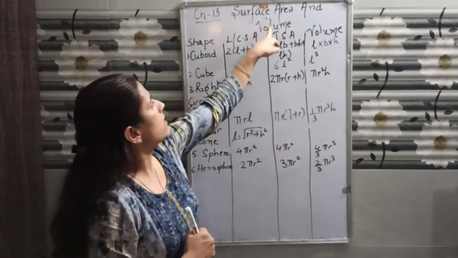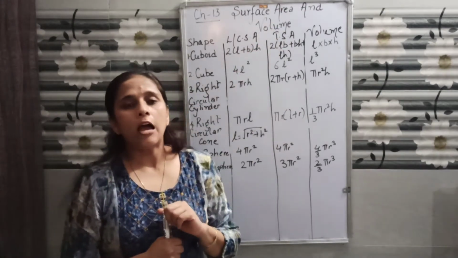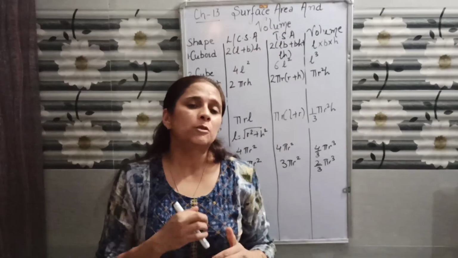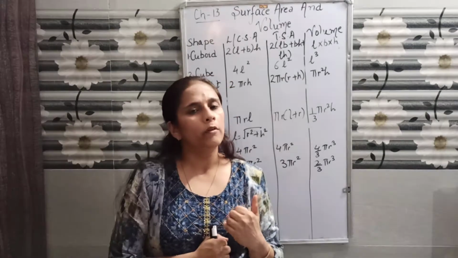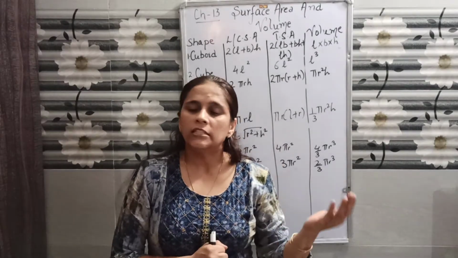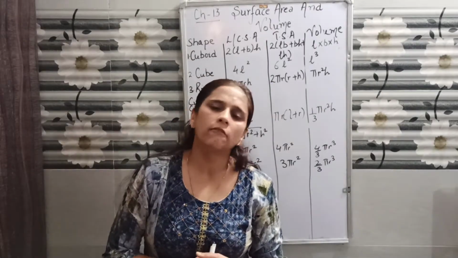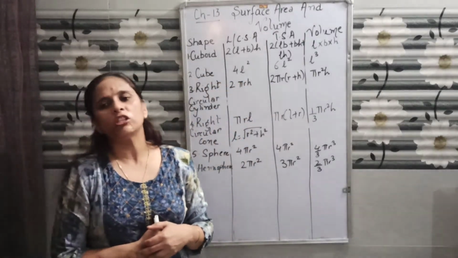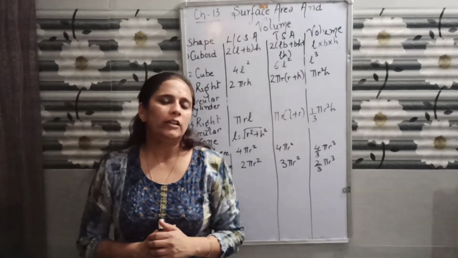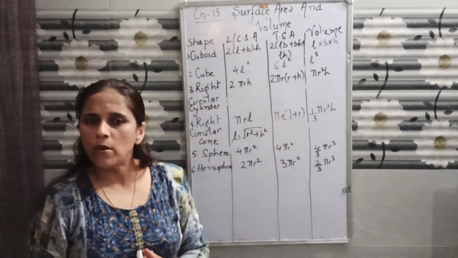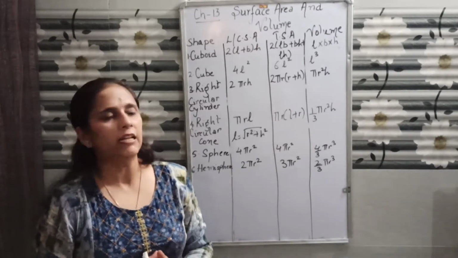Fine. Then comes volume. Volume is the space occupied by an object. We measure surface area in square units, whereas volume is measured in cubic units. Now let us recapitulate the formulas we have learned in the earlier classes.